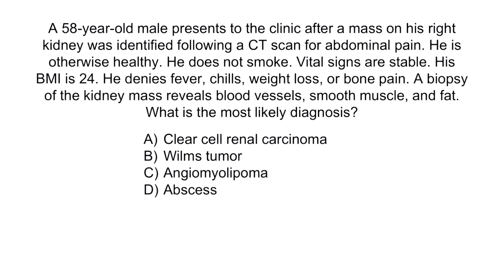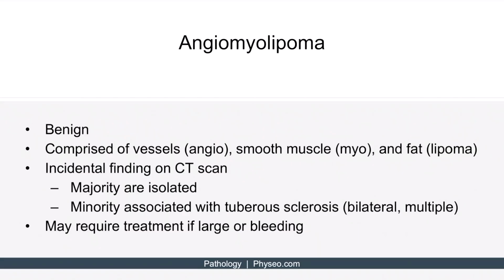Okay, so this is an incidental finding of a mass on his right kidney. And in the biopsy, we see blood vessels, smooth muscle, and fat. This should make you think of angiomyolipoma, so the correct answer is C. Recall that angiomyolipomas are benign kidney masses made of vessels, smooth muscle, and fat. And just like in our patient, most angiomyolipomas are incidental findings.